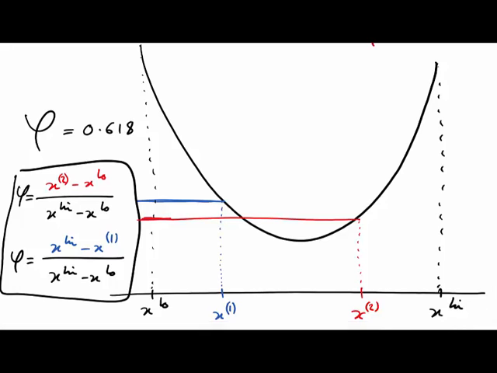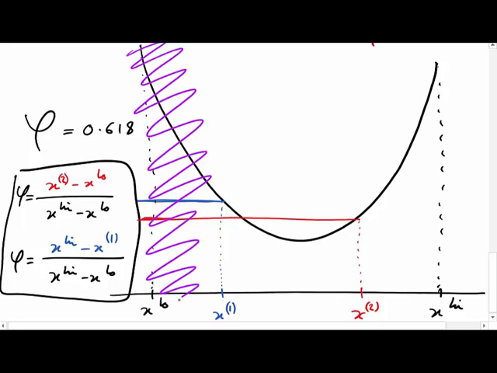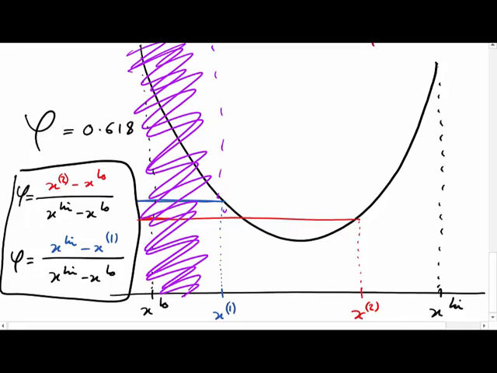So we can ignore this part of the interval. We know that the minimum isn't going to occur down this end. So this is effectively going to become our new interval: from x1 to x high. But if you remember with the golden section search, I also need another point in here.